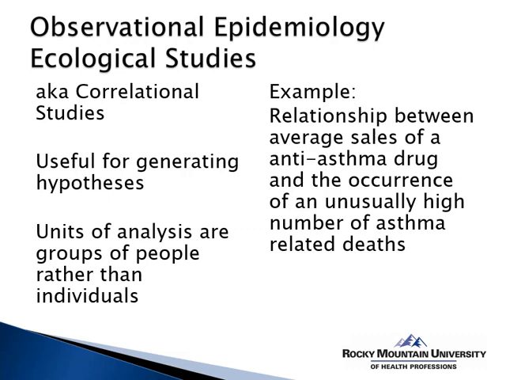Now let's look at ecological studies. These are also known as correlational studies. These are useful for generating hypotheses. In an ecological study, the unit of analysis are groups of people rather than individuals. So this example comes from an epidemiologic textbook I've got. The example is, what is the relationship between average sales of an anti-asthma drug and the occurrence of an unusually high number of asthma-related deaths?